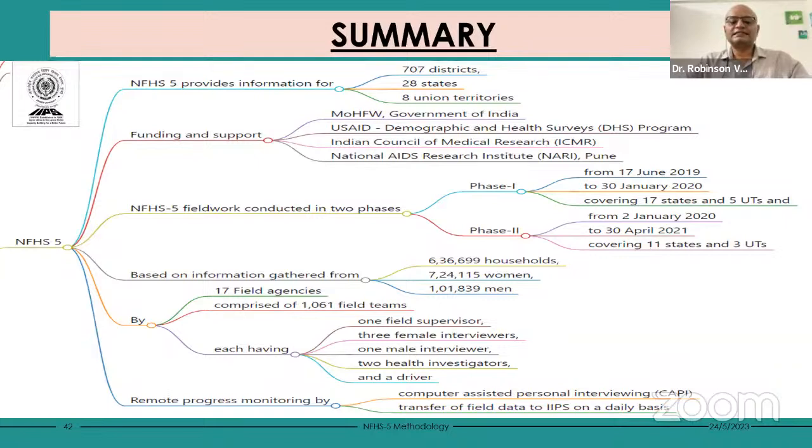NFHS-5 fieldwork was conducted in two phases. Phase 1 was conducted from 17 June 2019 to 30 January 2020, which covered 17 states and 5 union territories. Phase 2 was conducted from 2nd January 2020 to 30th April 2021, covering 11 states and 3 union territories.